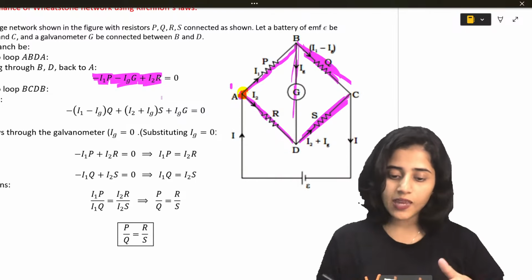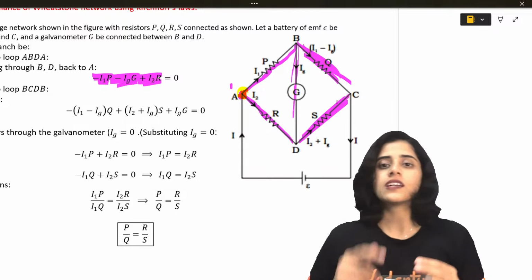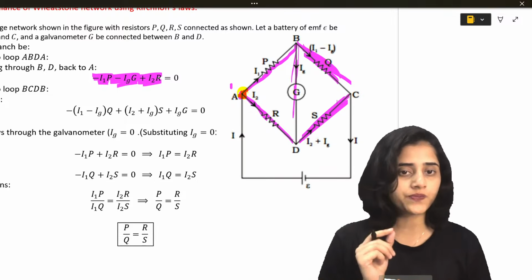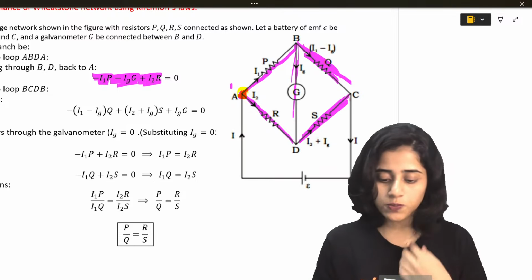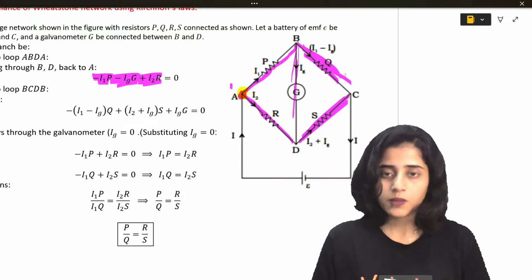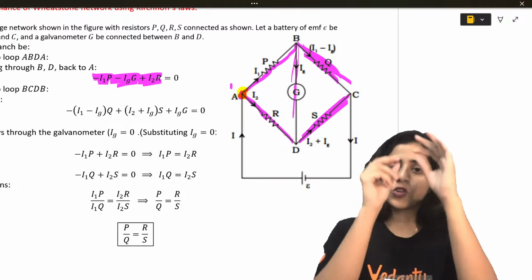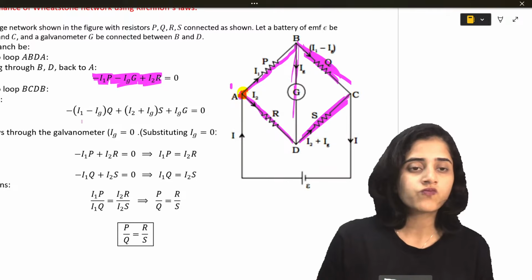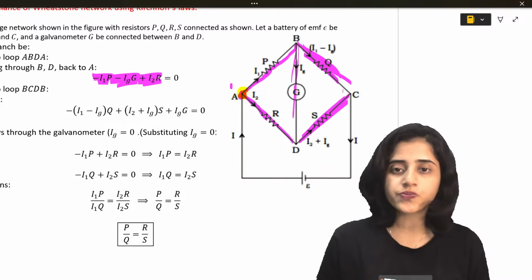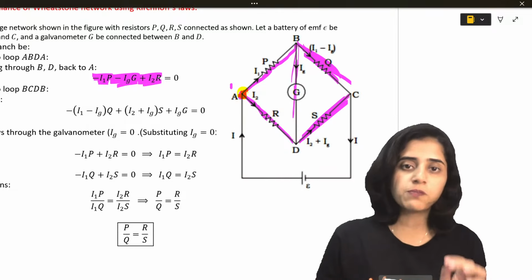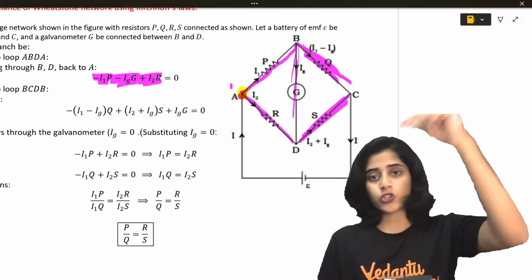Same thing I'm going to do for the second loop, the loop BDC. I'll start from point B. From point B, I'm going to C.